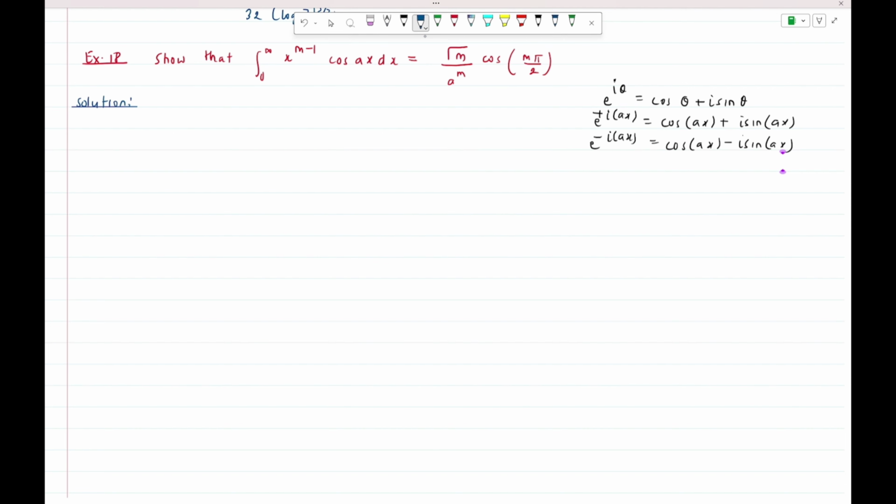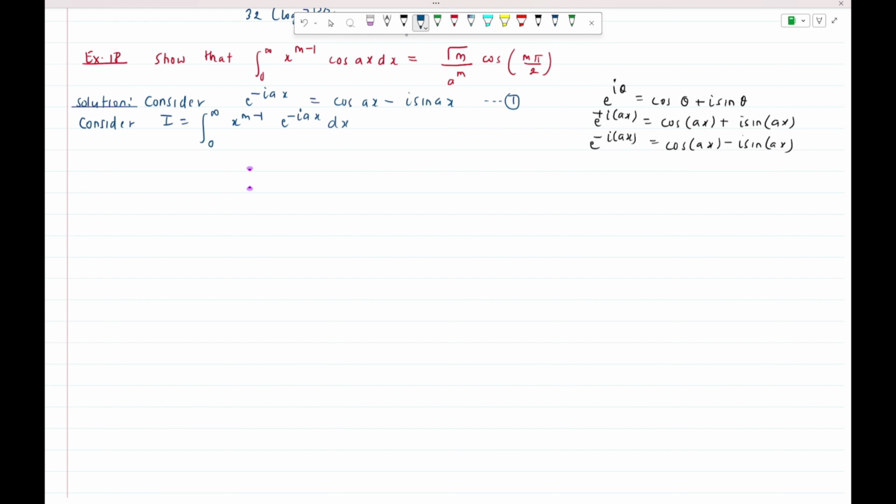So let's start with this. So consider e raised to minus i ax, that is equal to cos of ax minus i times sin of ax. Now for the next part, let us consider the integral I, which is integration from 0 to infinity x raised to m minus 1 e raised to negative i ax dx.